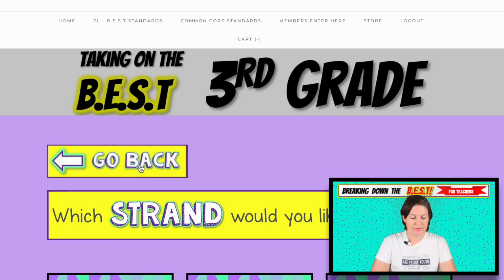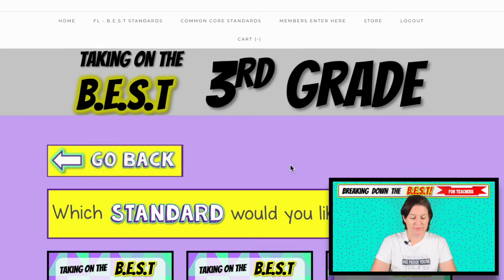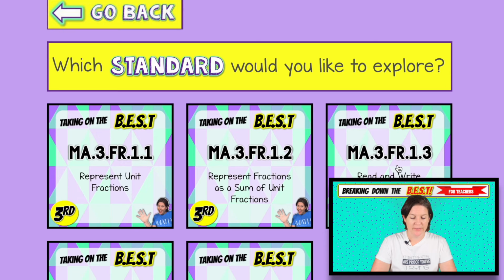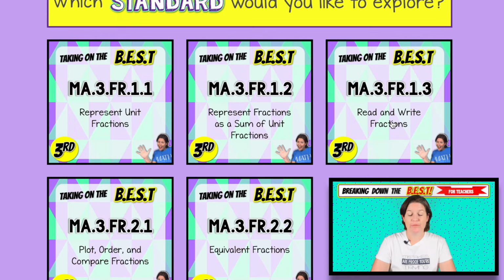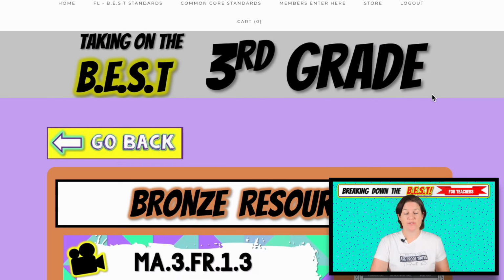You need to select third grade, and we're working inside of that fraction strand, FR. And we're right here, MA.3.FR.1.3, read and write fractions. When we click on that, it will open up to the bronze resource page.